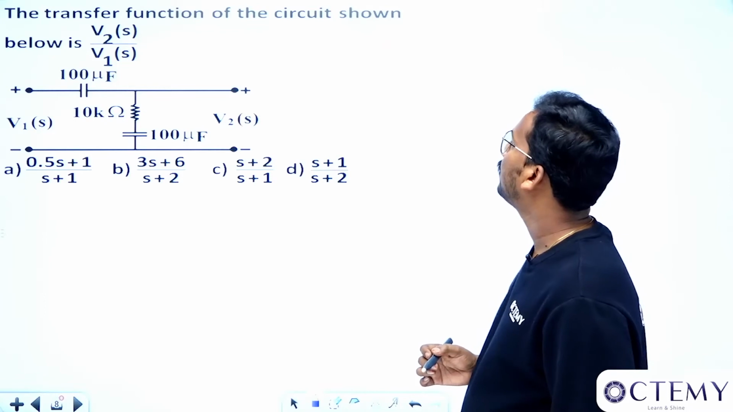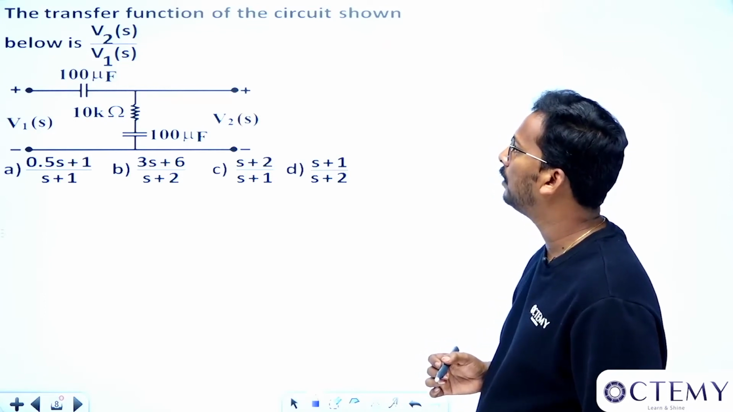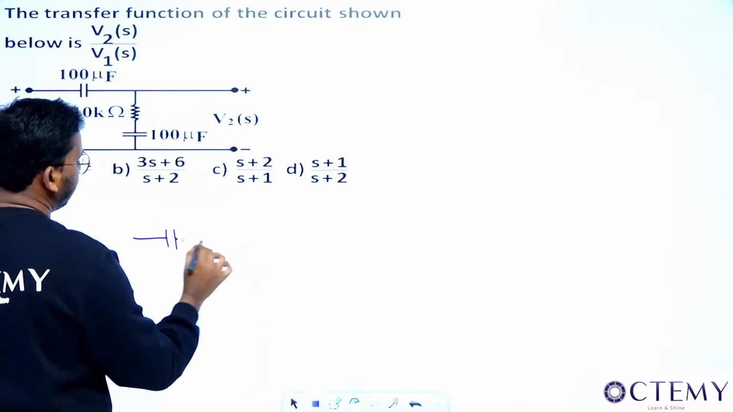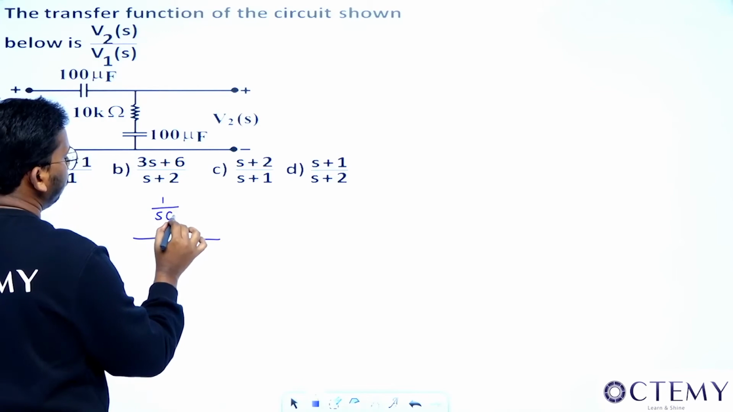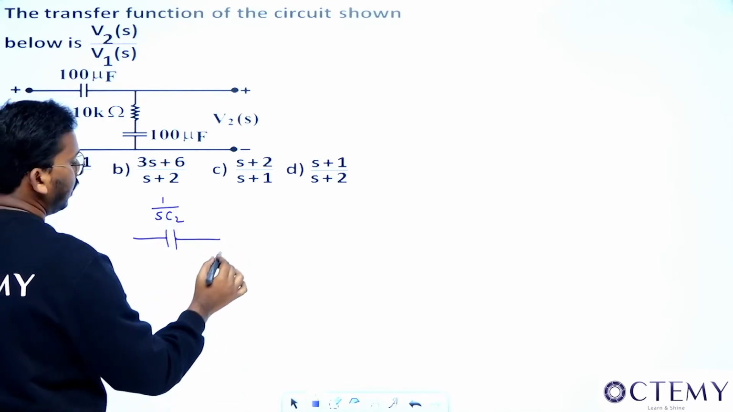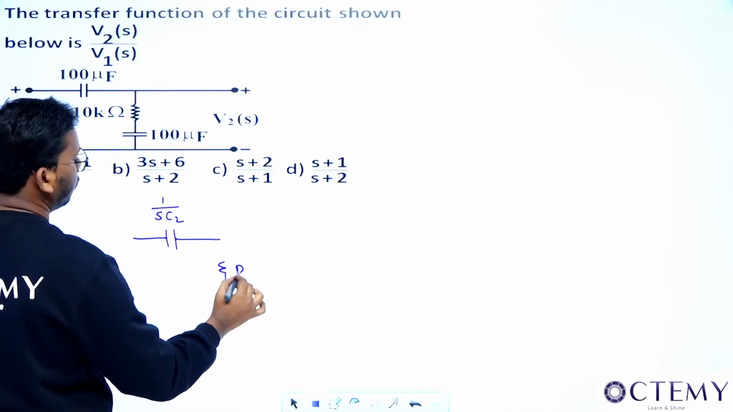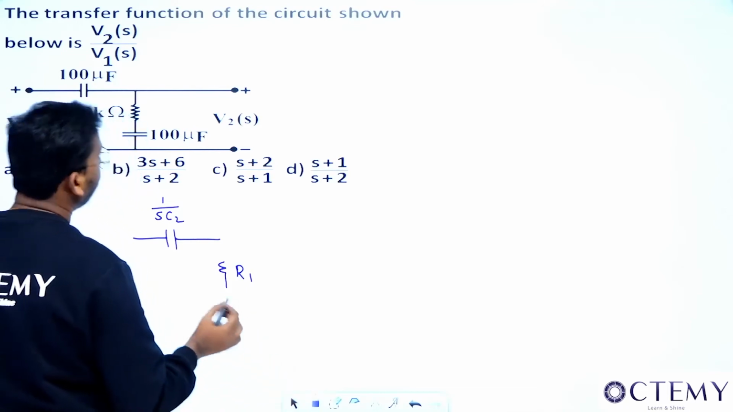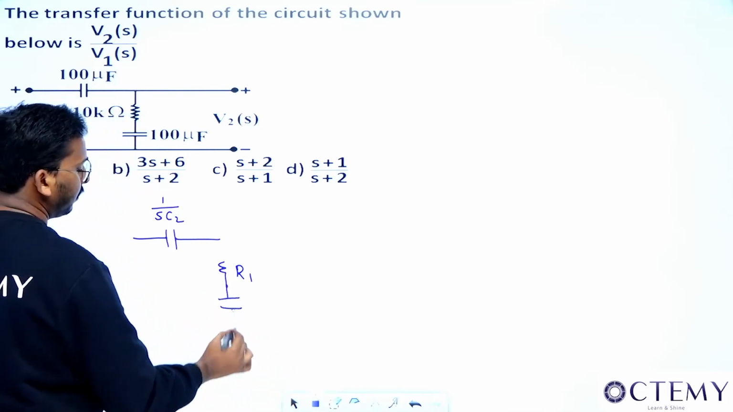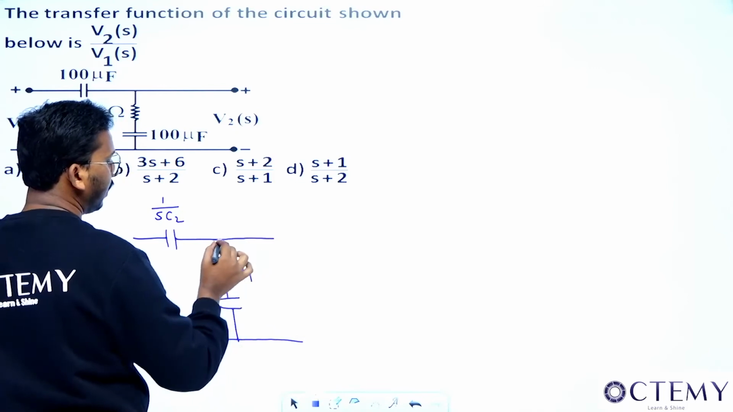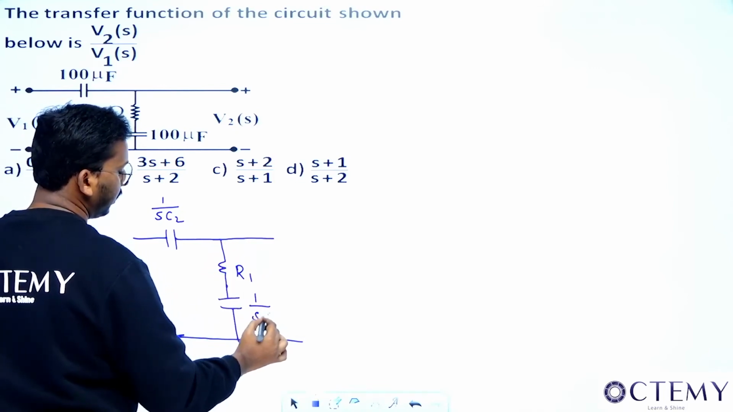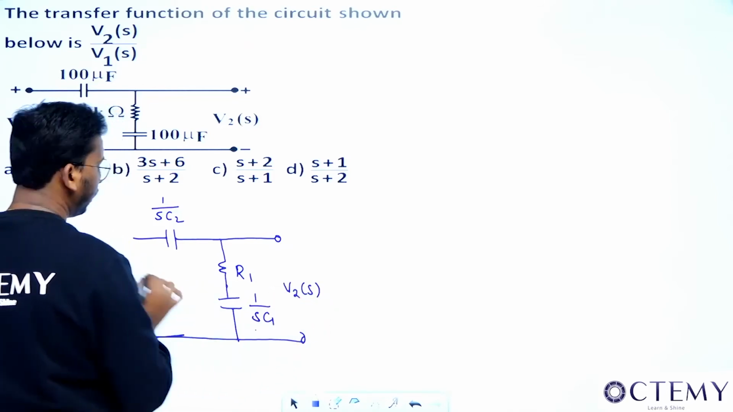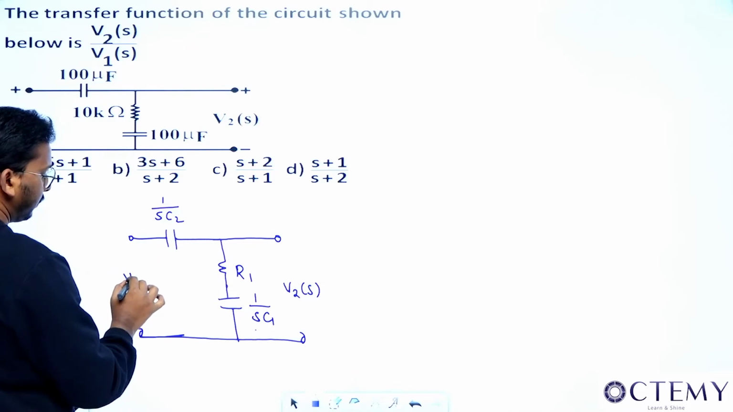Next, if I look at this particular question, see what this question is saying. This is telling that the transfer function of the circuit shown below is V2 by V1. Very good, sir. So let me call this capacitor as 1 by SC2. I will substitute the values later, sir. And this is R1, and this particular capacitor as C1. That means when you convert it into Laplace domain, it will become 1 by SC1, right? This is the output V2 of S, and this is the input V1 of S.